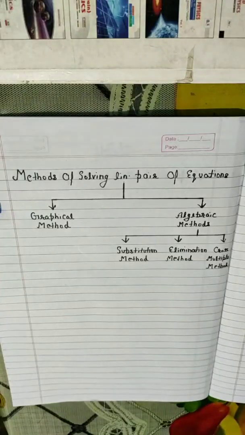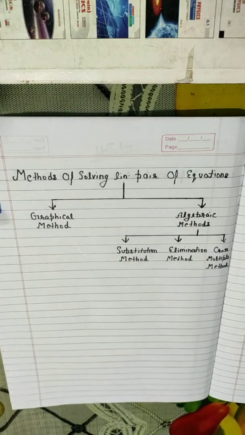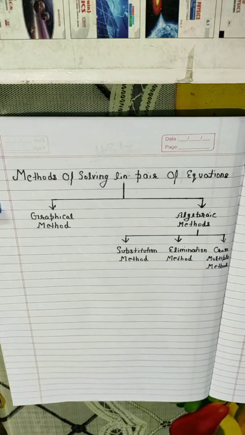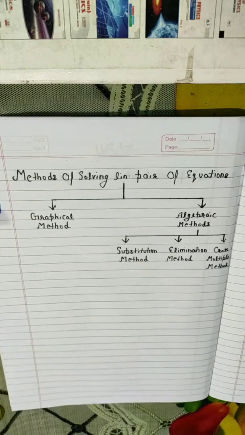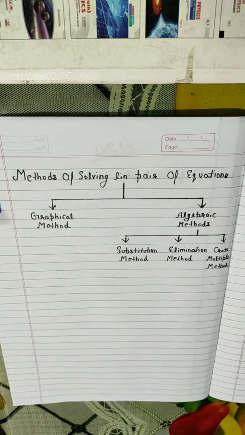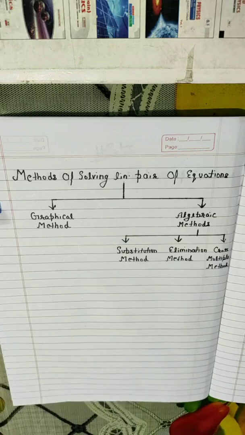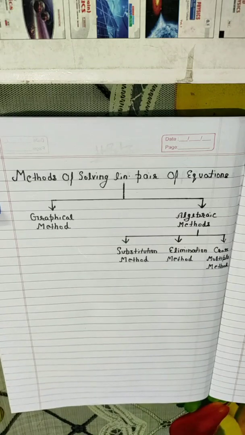Hello everyone. In our last lecture we discussed the introduction to pair of linear equations in two variables. We discussed the graphical representation and the types of solutions. We discussed three cases: unique solution, no solution, and infinitely many solutions. Now in the case of unique solution, we can actually solve the equations.